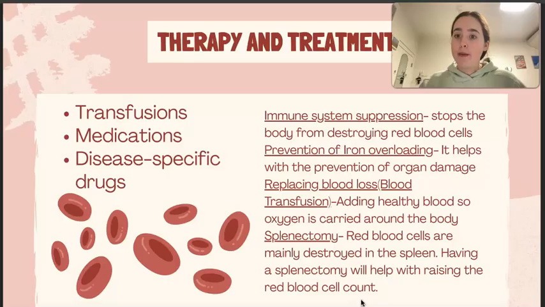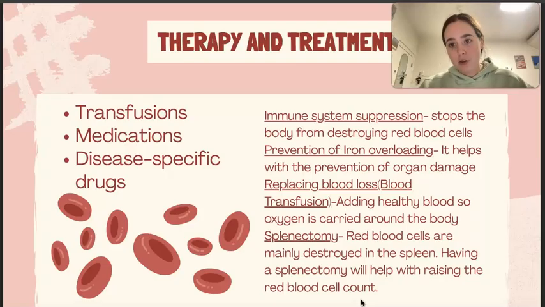So next up, we have therapy and treatment. Transfusion, medication, and disease-specific drugs are the main things. And over here, we have some more specialized things that could be done. Immune system suppression, which stops the body from destroying red blood cells. So you really are just trying to help your body go through that 120-day cycle. Prevention of iron overloading helps prevent organ damage, because you really want to make sure everything's intact, especially with this disease making it hard to transport blood through your body.